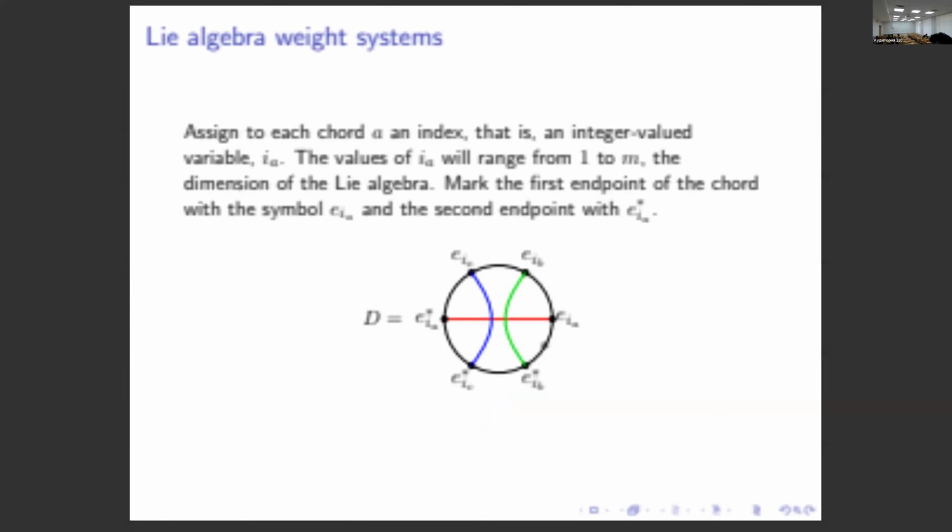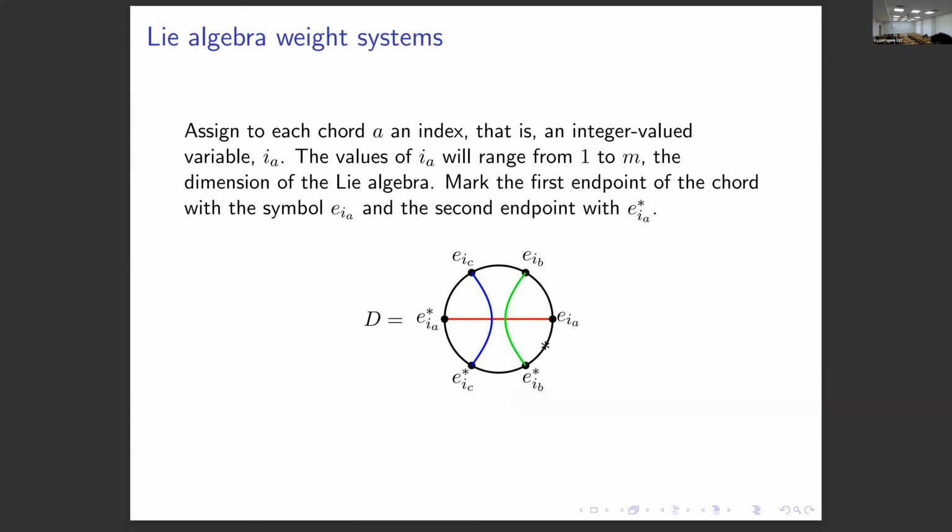And next steps, we just assign a base for each endpoint. So there is a base E_i^a. I name this red chord A, the green chord B, and the blue chord C. The indices i_a, i_b, i_c are indexed from 1 to M. The M is the dimension of this Lie algebra.